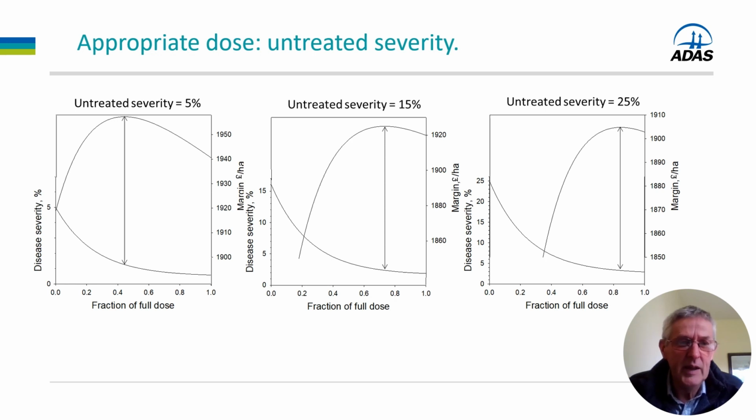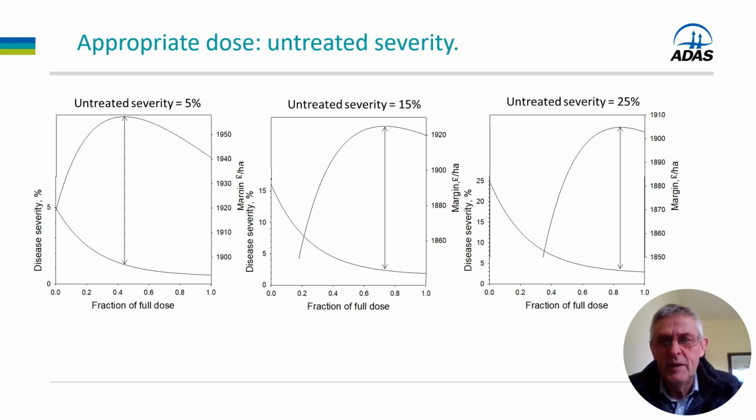And we can see that has really quite a big impact on the position of the optimum of the margin curve. In the low disease case, we're seeing an optimum dose below half, whereas with untreated severity at 25%, we're actually getting close towards the full label dose being the optimum in this set of illustrative examples.